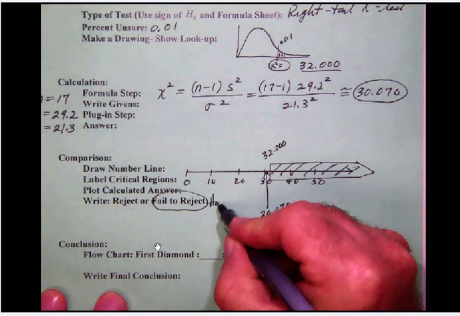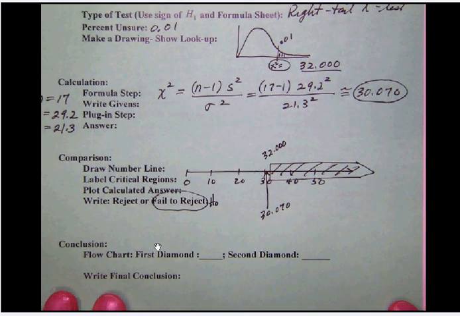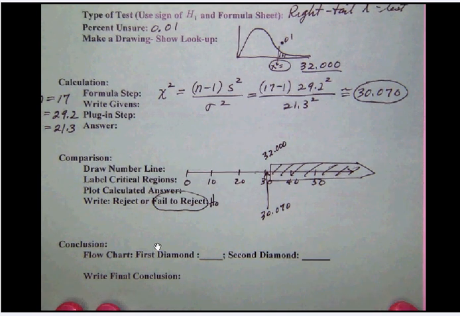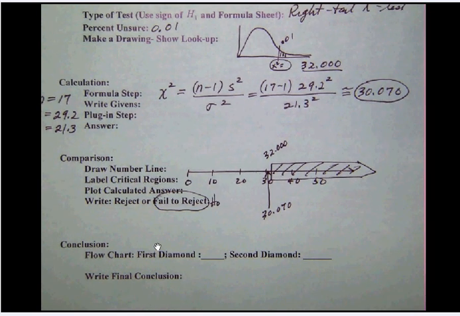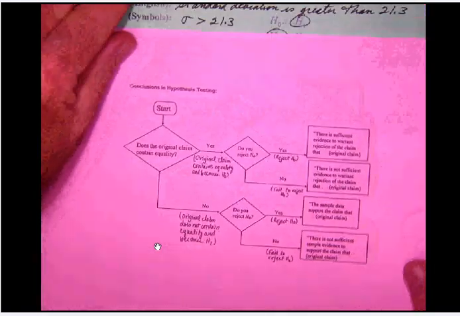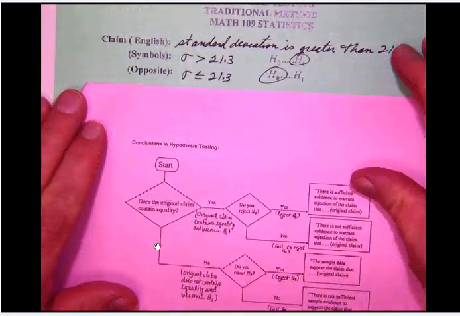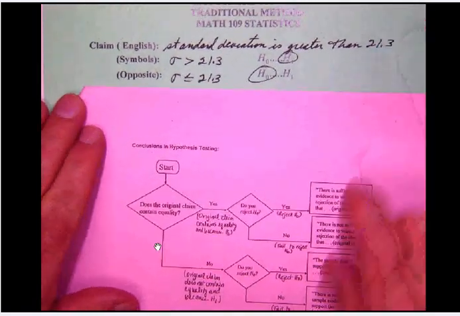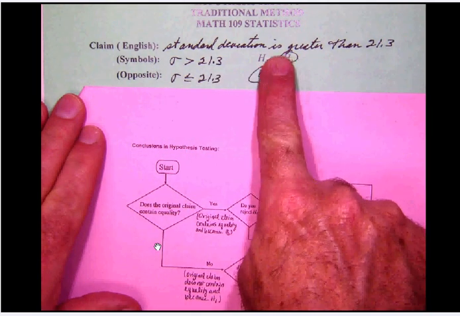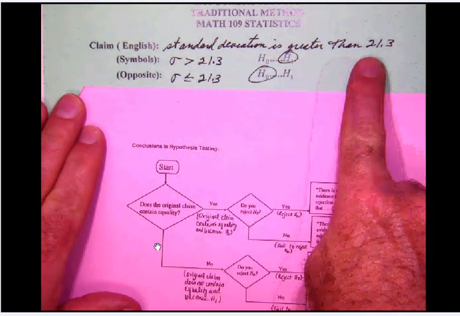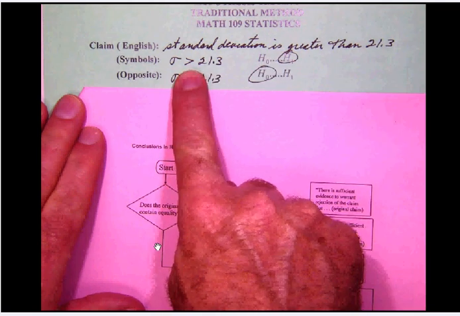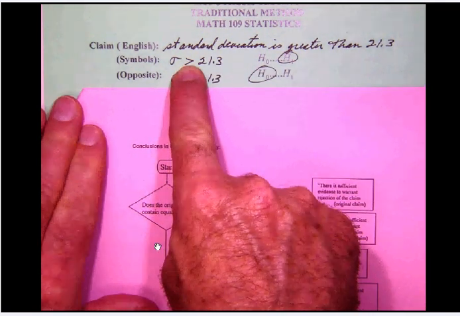Now again, here we are not really sure what we have until we run this through the diamonds. So I tell people here, don't try to figure this out without the chart. So let's go over here and take a look at our chart and see what we have. Now the first box on the chart says, does the original claim contain the condition of equality? And we see here the original claim was that the standard deviation was greater than. So did the original claim, the symbolic claim, have an equals in it? And you say, no, it did not. So we're going to follow the no branch of the chart.